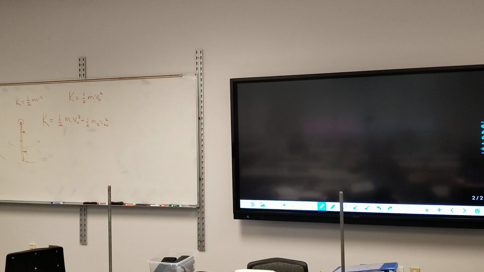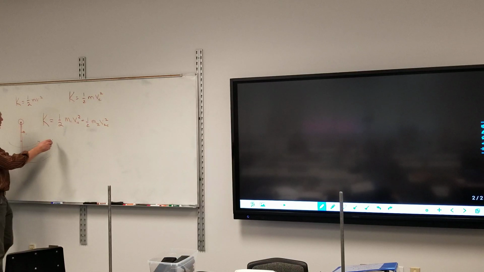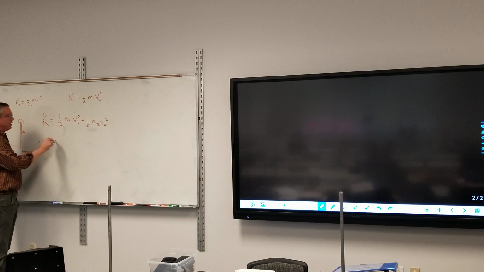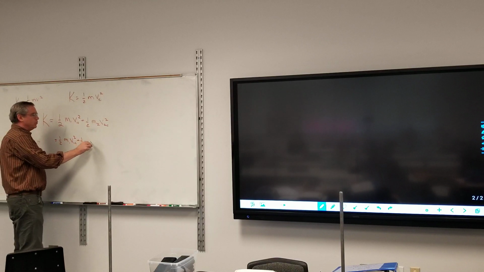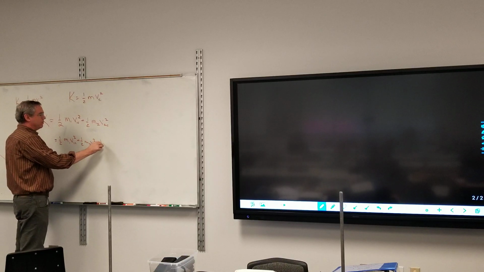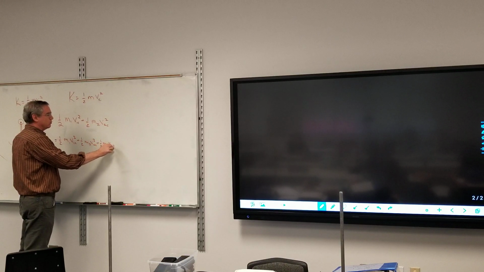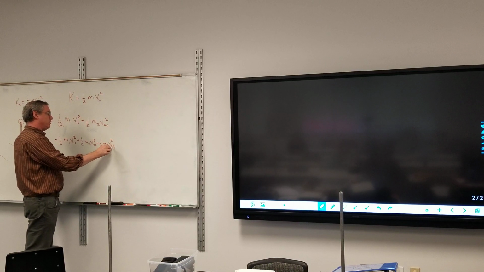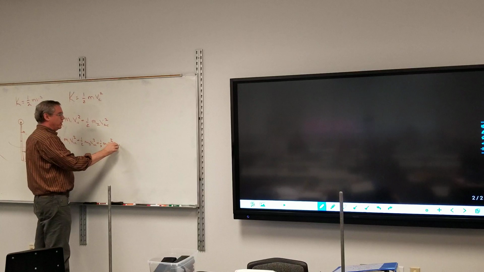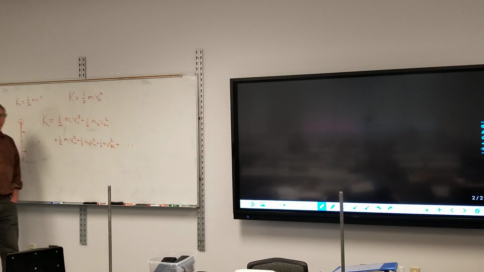What if you infinitely cut it up? And that's where we're headed. We can get more accuracy if we keep breaking it up into more and more parts. So I'm gonna write it out in longer notation, then I'll shorten it. 1/2 M1 V1C squared plus 1/2 M2 V2C squared plus 1/2 M3 V3C squared plus however far I want to take it.